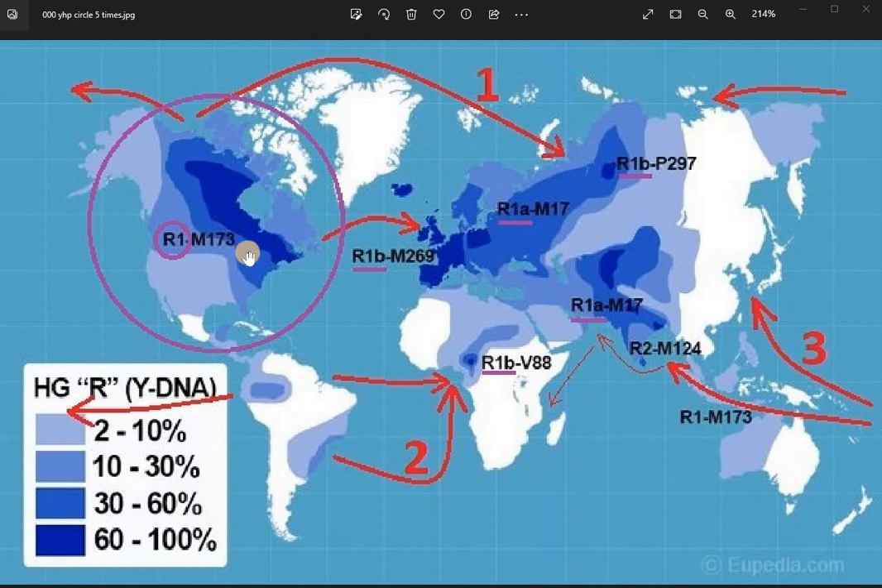but after R1A came R1B, and R1B dominates Western Europe, Iceland, and also around the Yenisei River, or behind. Behind means more east.